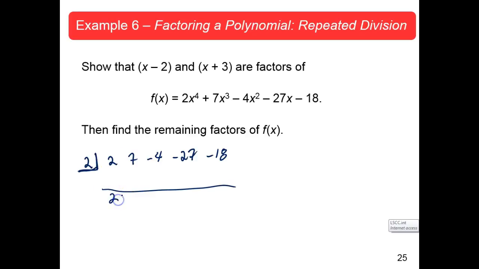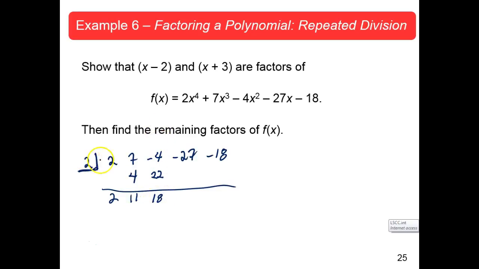Bring down the 2. And then? Multiply. And what does that give you? And then you add it to the 7. And what does that give you? 11. Okay, next. Multiply. This is not looking good, is it? What does that give you? 22. And then? And that gives you 18.